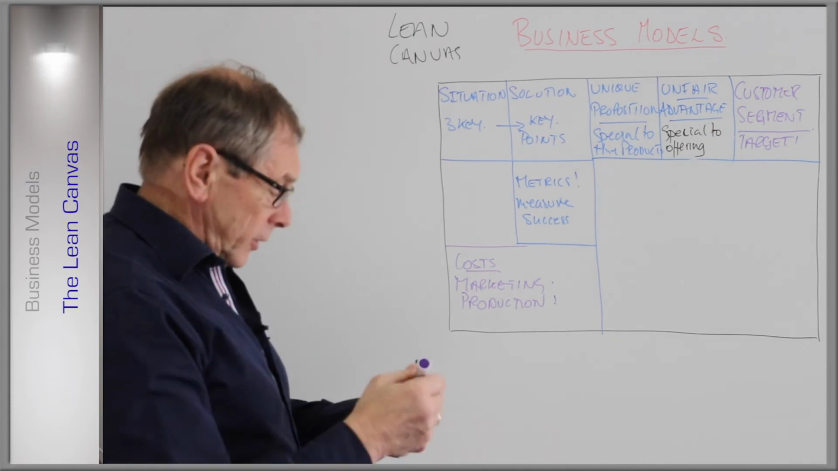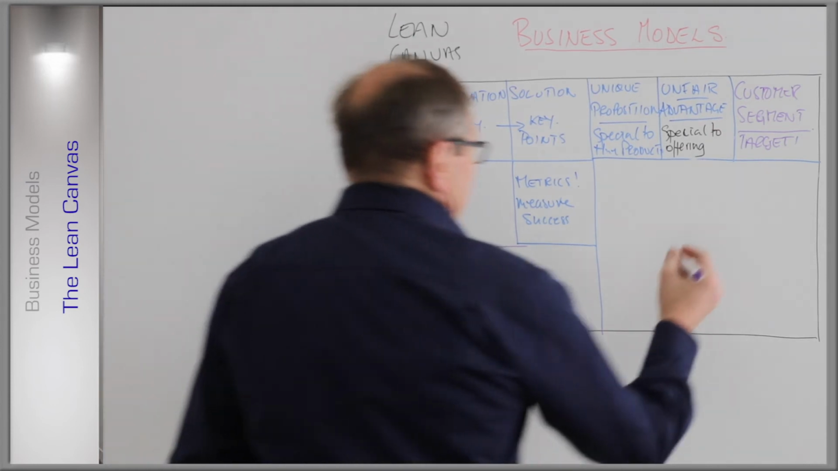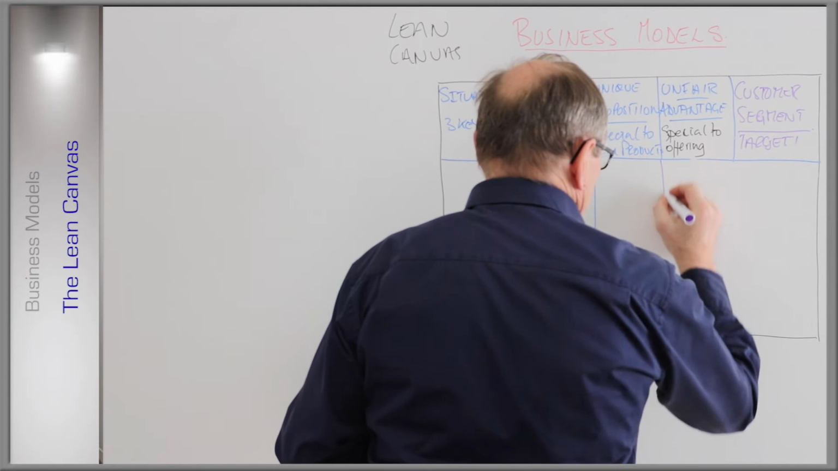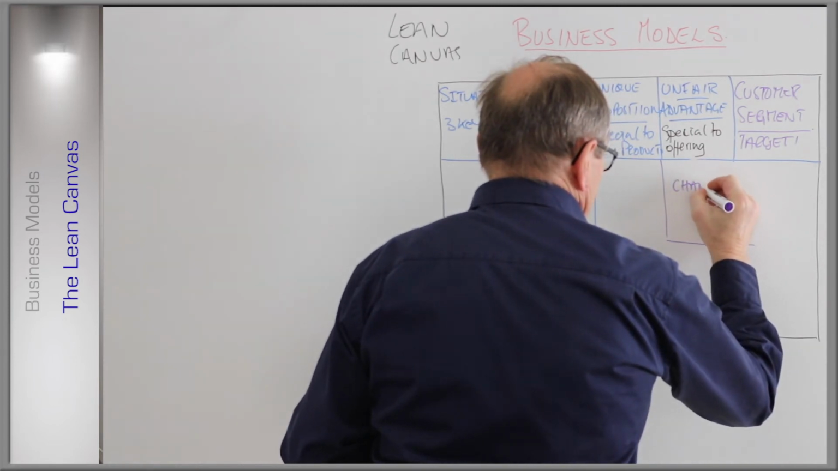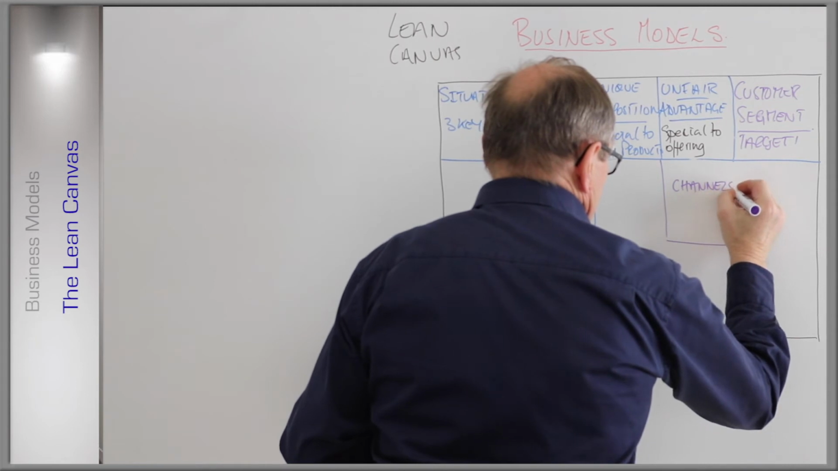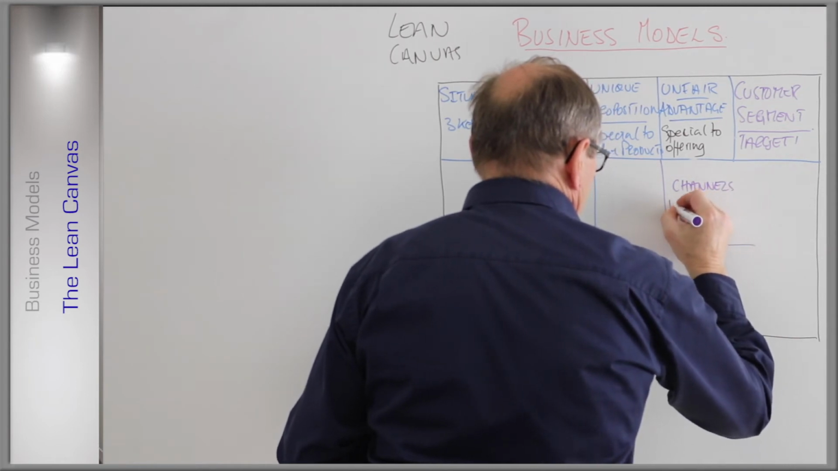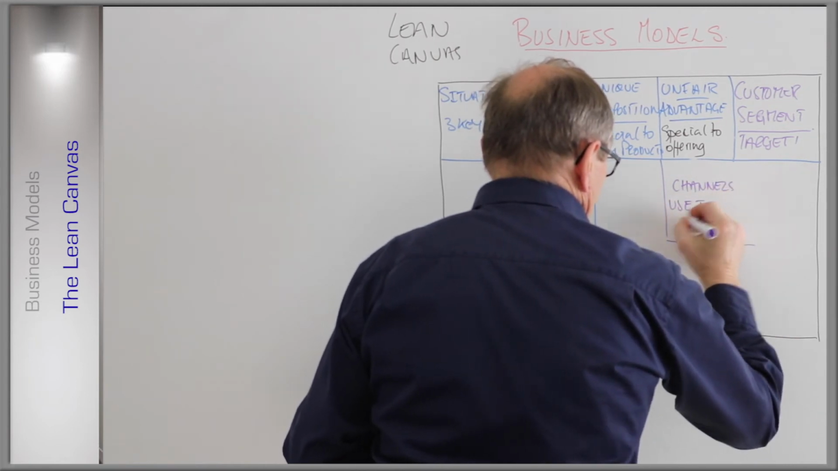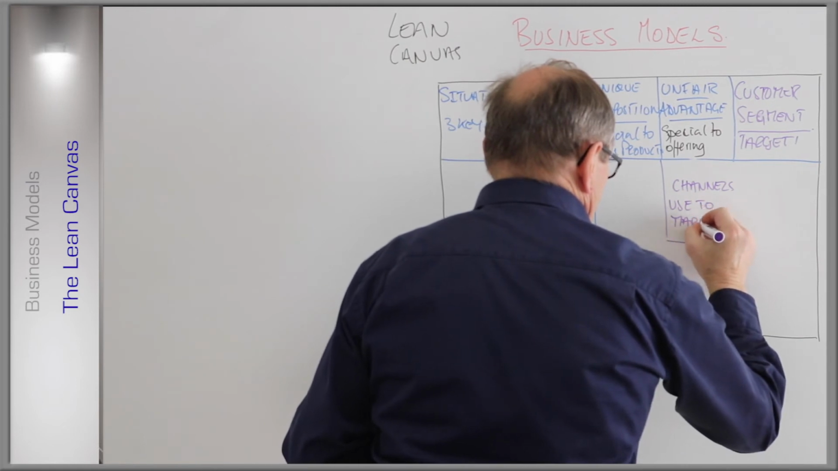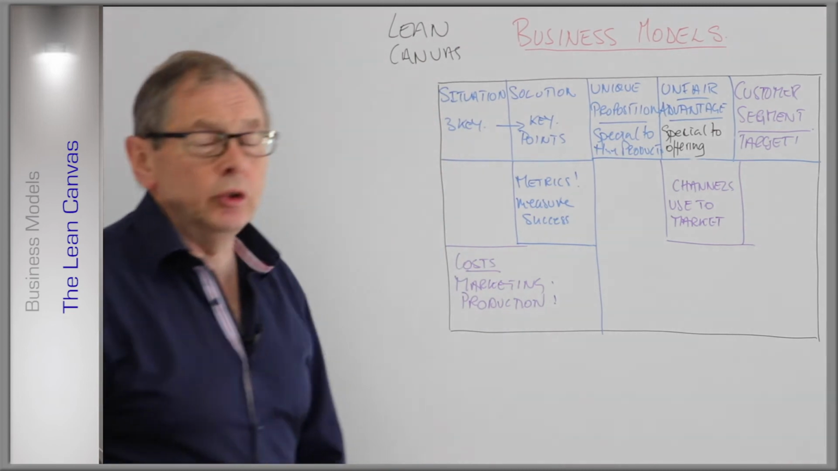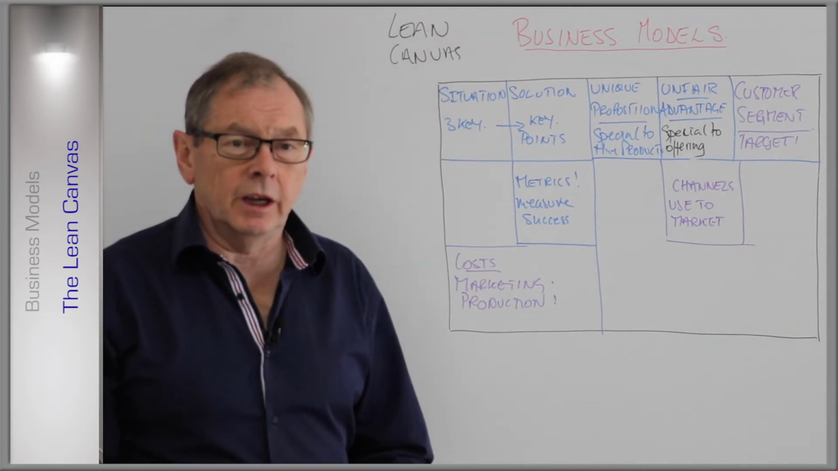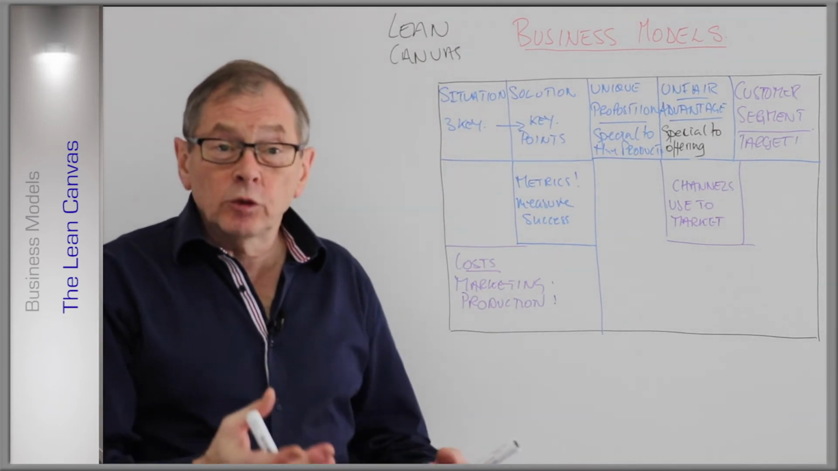And then part of that, we need to look at the channels involved. So we have the box here looking at the channels we use to sell, to market and get to our customer. So what channels are we going to use to get to our customer? How are we going to get there? Because it just depends what the customer is.